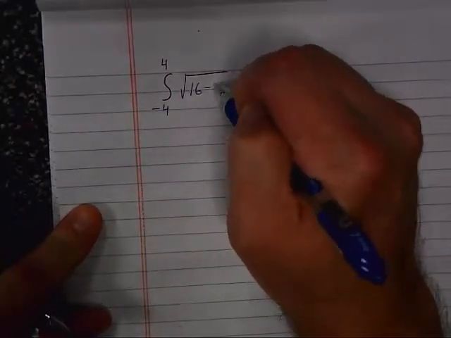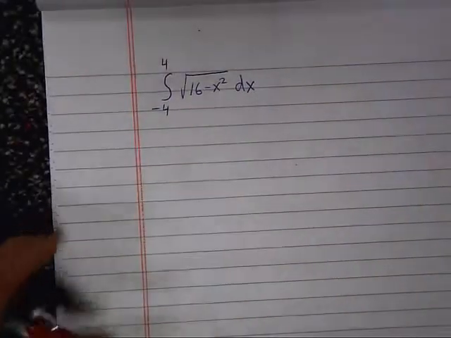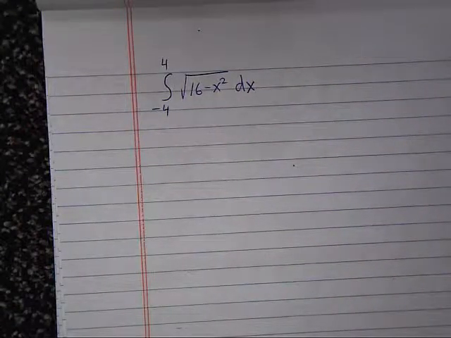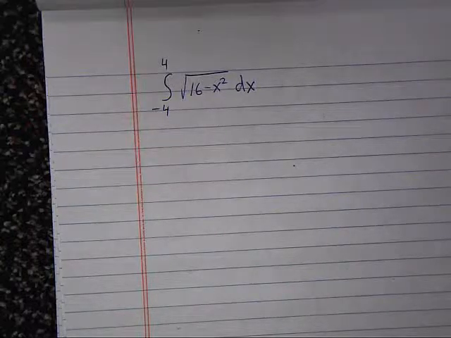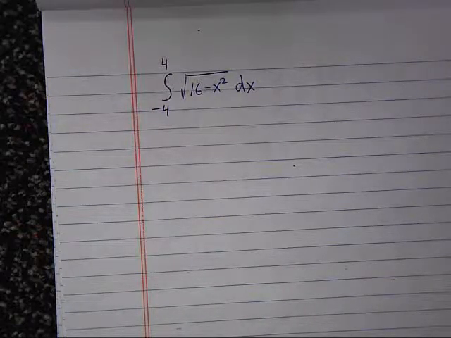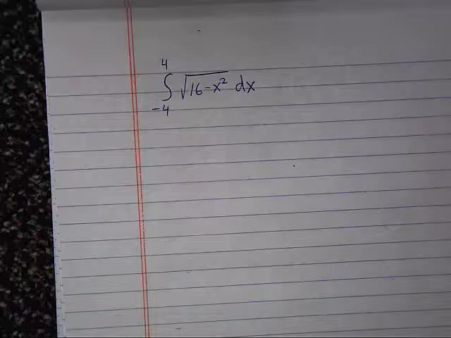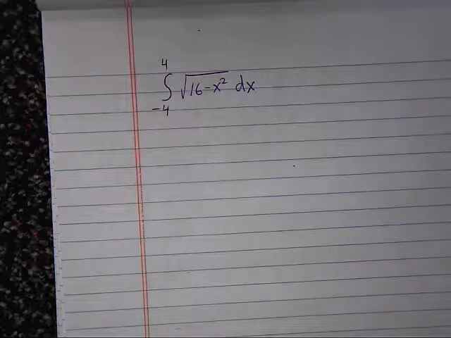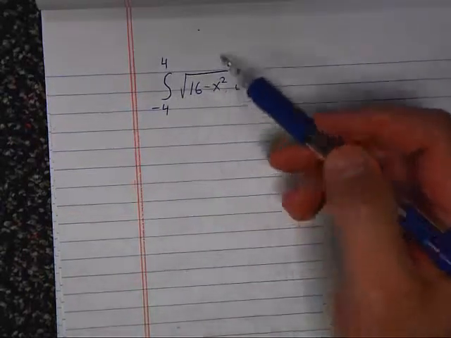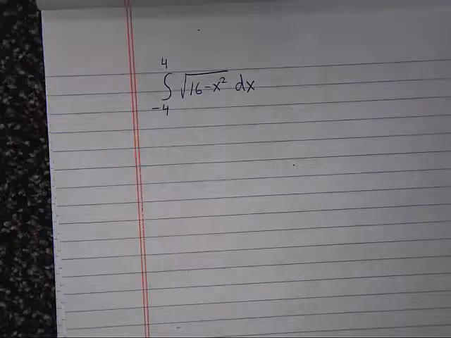The integral from minus 4 to 4 of the square root of 16 minus x squared dx. Yes, we can. All right, so the question is, weird? No, it's not weird.